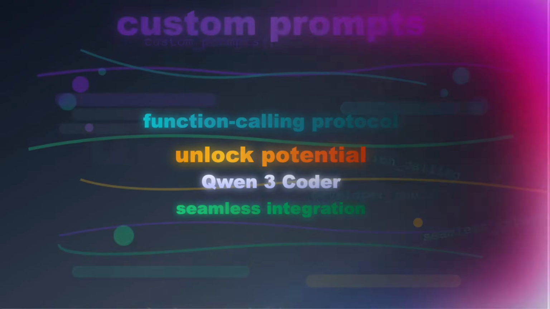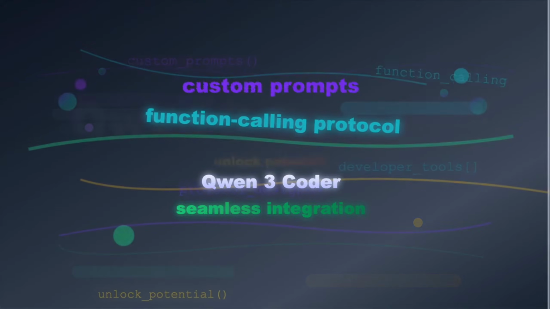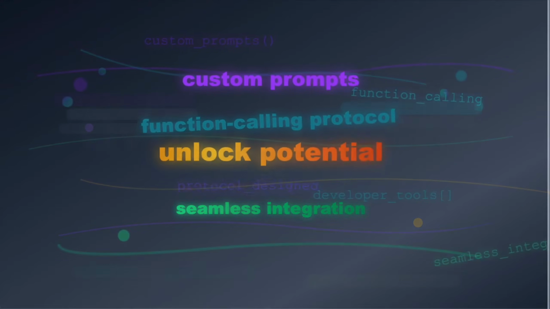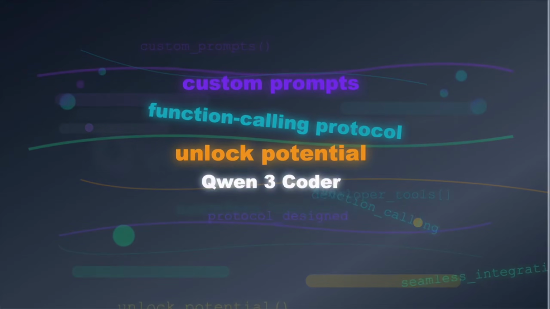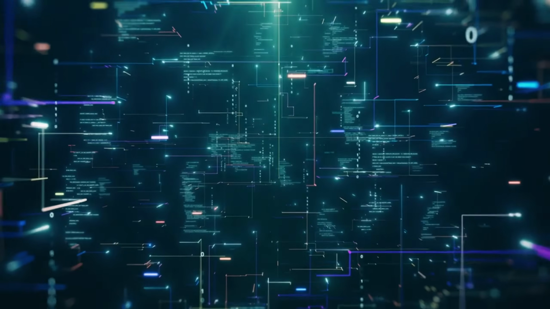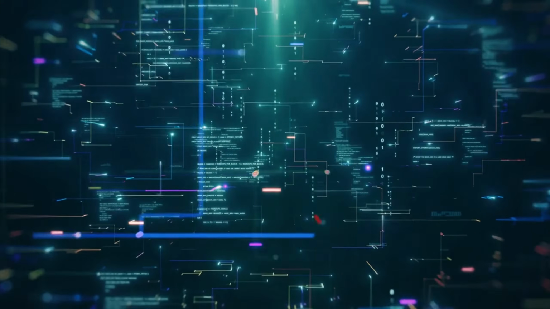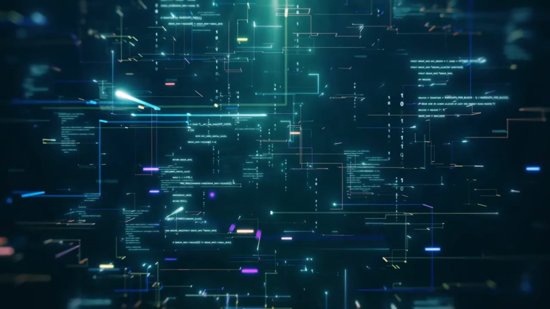And here's something that truly excites me. They're also open-sourcing a command-line tool for agentic coding called Qwen Code. This tool, forked from the Gemini Code CLI, comes packed with custom prompts and a function calling protocol specifically designed to fully unlock the immense potential of Qwen 3 Coder. It integrates seamlessly with popular developer tools, making it incredibly user-friendly. We might just take a deeper dive into Qwen Code in a future upload, so stay tuned for that.